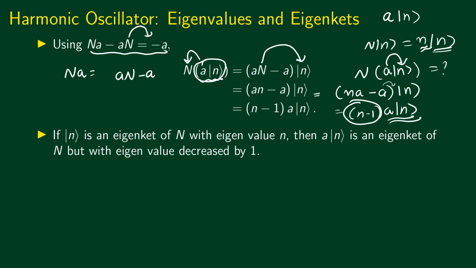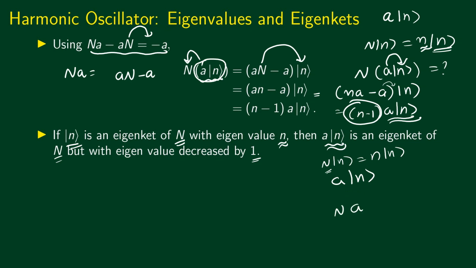In other words, the state a ket n is also an eigenket of operator n, but the eigenvalue is n minus 1. What we saw is that if ket n is an eigenket of the number operator with eigenvalue n, then a ket n is also an eigenket of n, but with the eigenvalue decreased by 1. Ket n itself is an eigenket of operator n with the eigenvalue n. Then a acting on ket n is another eigenket of operator n, but with eigenvalue n minus 1.